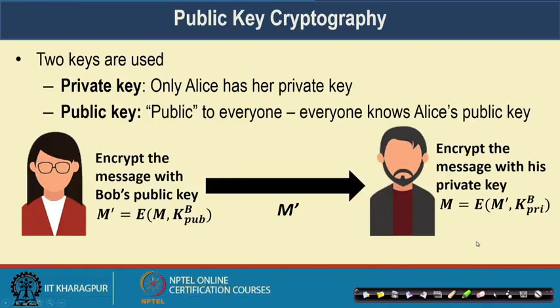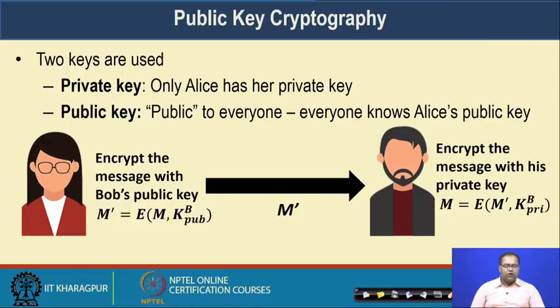So, in public key cryptography, as I have mentioned, we normally use two different keys. One key is called the private key and the second key is called the public key. Now, in an encryption algorithm using public key cryptography, the private key is the key which only Alice knows. On the other hand, Alice also possesses a public key which is public to everyone. That means although the key belongs to Alice, everyone else in the universe knows that key.